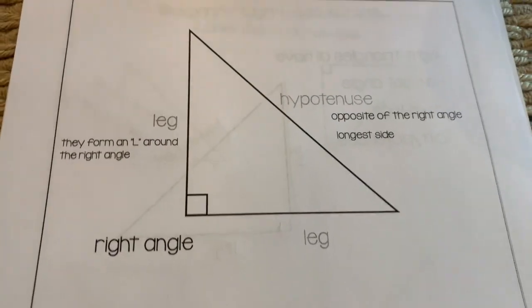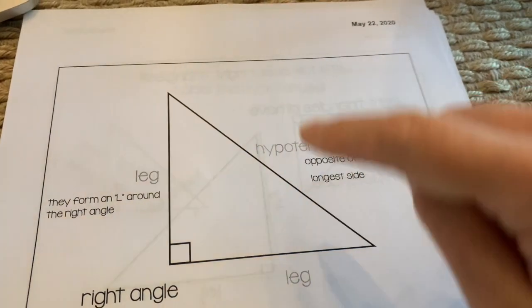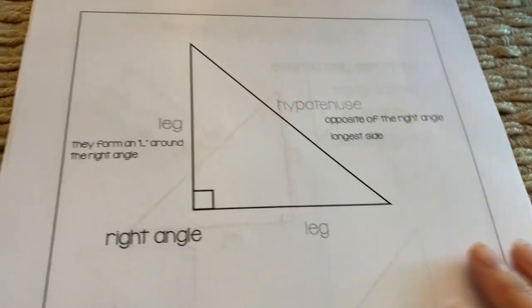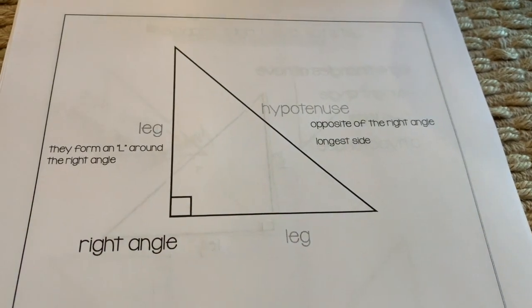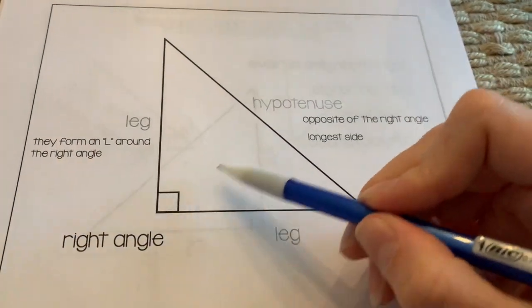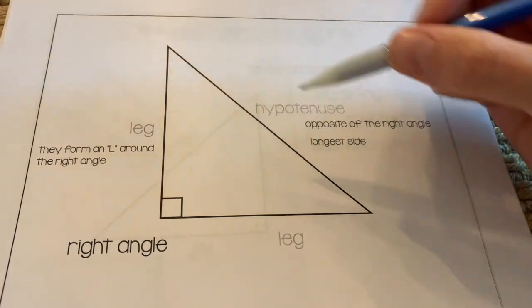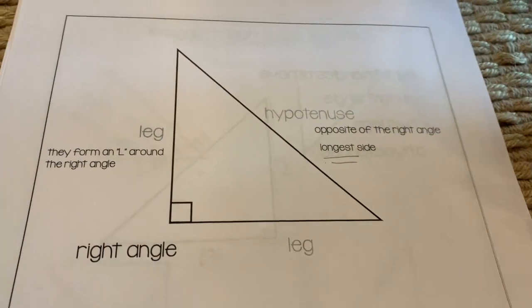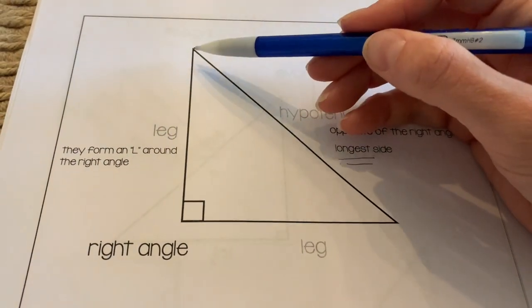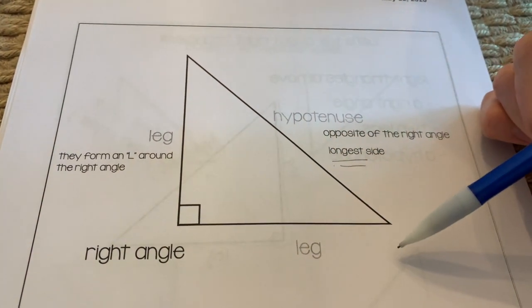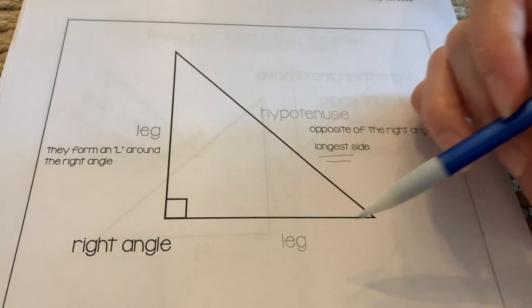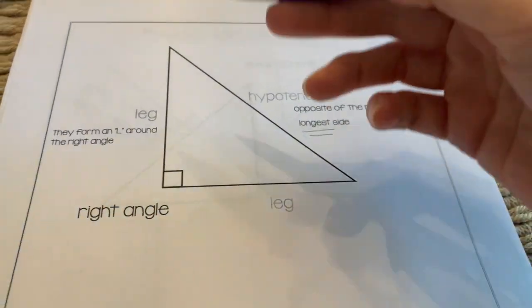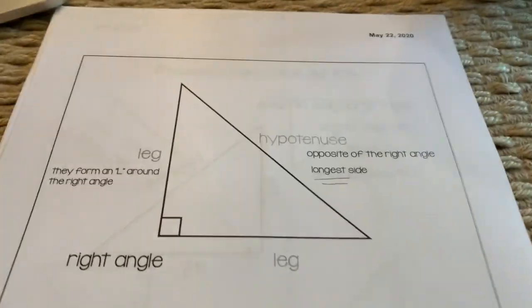So here is my little picture for you. On the smartboard, this would have been like a touch screen and it appears. So this is just everything all displayed. Here's the right angle like I just drew for you. The hypotenuse is opposite of the right angle, and it's always the longest side. That's important to know. And then the two legs, like I said, they form an L around the right angle. They're the two sides that form the right angle. And if you ever forget, you can see that they make an L shape.